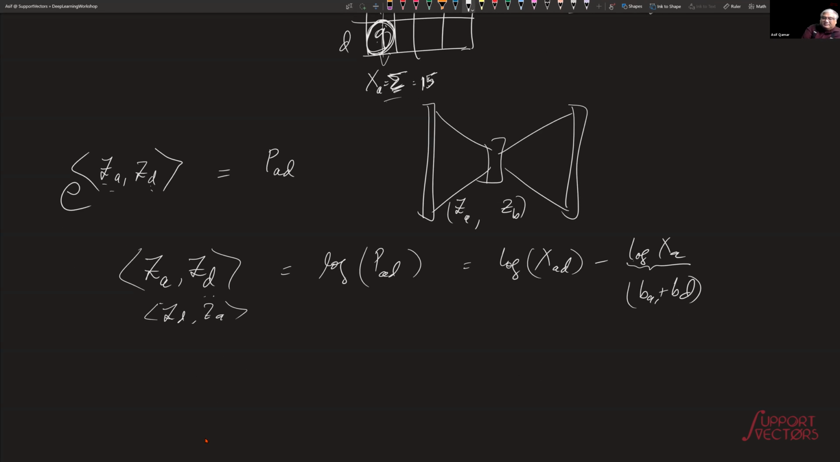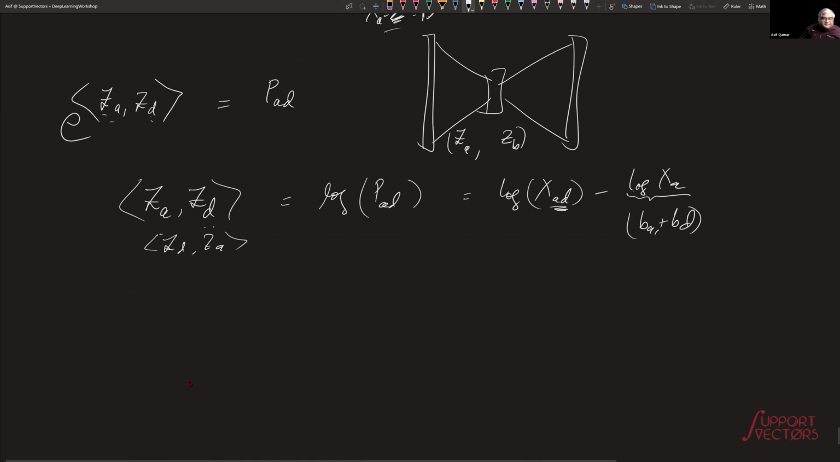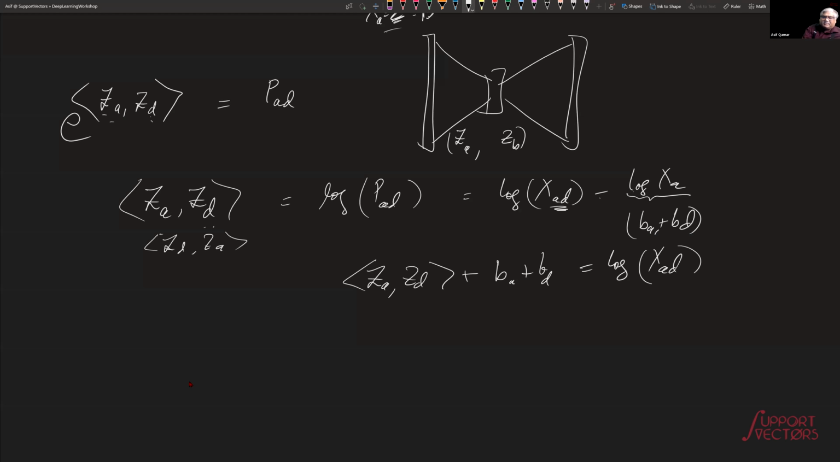And so you come up with this lovely relationship, which basically says that the log of the co-occurrence, you don't even now need to do probabilities. Just go to your co-occurrence table, look at this number 9. Log of 9 should be the vector ZA, vector ZD, plus, this negative comes to the other side, becomes plus, BA plus BD, bias terms, is equal to log of XAD. So ignore the bias terms. Basically, what we are saying is that the dot product between these two vectors should be like this.